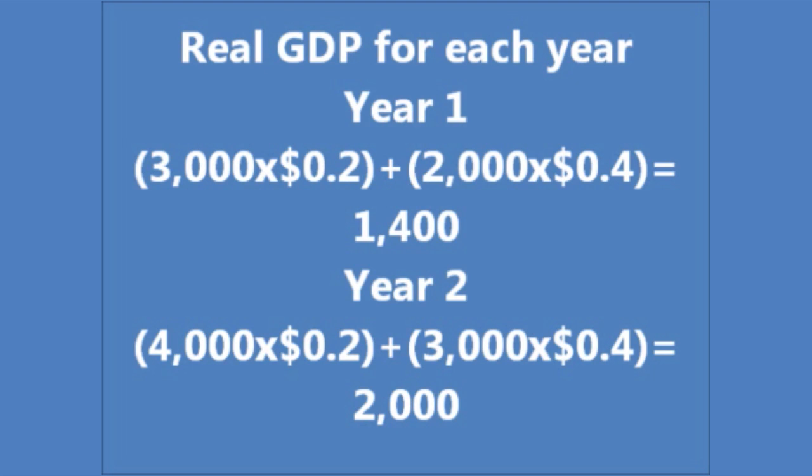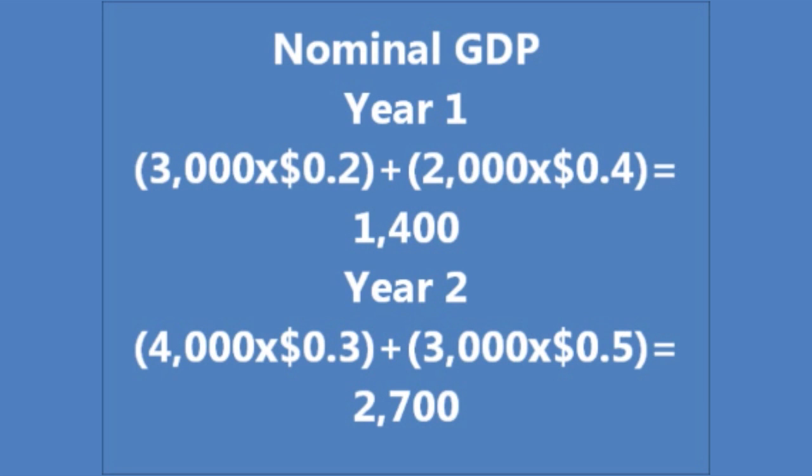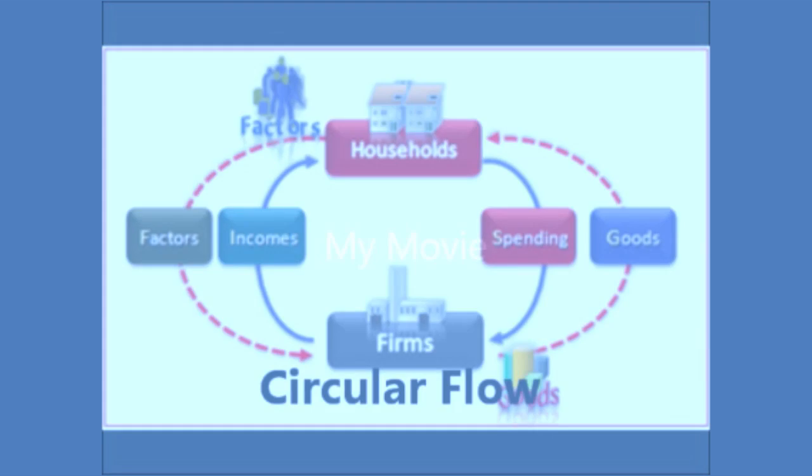In this situation, the real GDP for year 1 is 1,400, while the real GDP for year 2 is 2,000. Year 2 takes into account the prices in year 1. The nominal GDP for year 1 is 1,400, while the nominal GDP for year 2 is 2,700. Year 2 is based on year 2's prices.